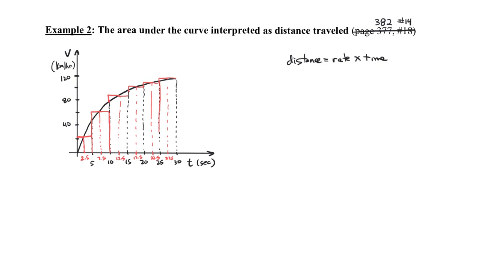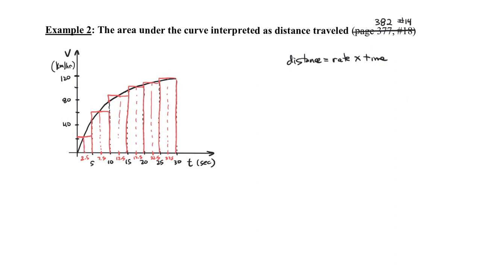Okay, so then we've just got to calculate these areas, and we use that as an approximation for the area under the curve, which in turn is the approximation for the distance traveled for this car in this 30 seconds. So we've got this car that started, and this is our velocity curve. It started at rest, and 30 seconds later is going 120 kilometers per hour. We're going to approximate the area under the velocity curve by using these rectangles.